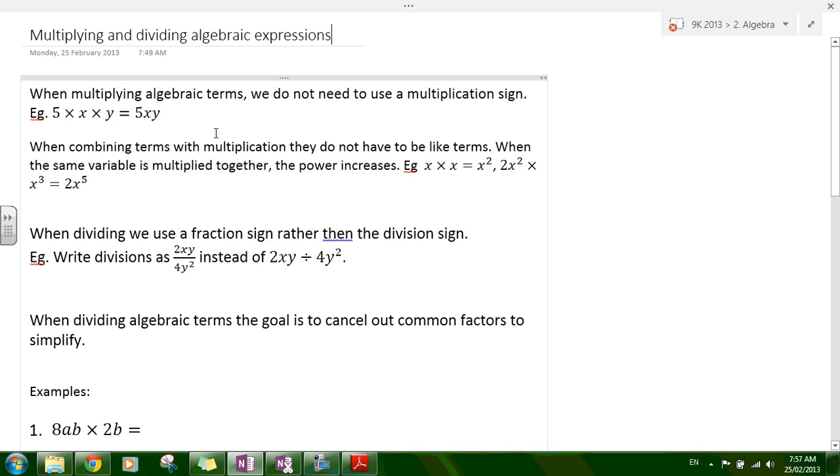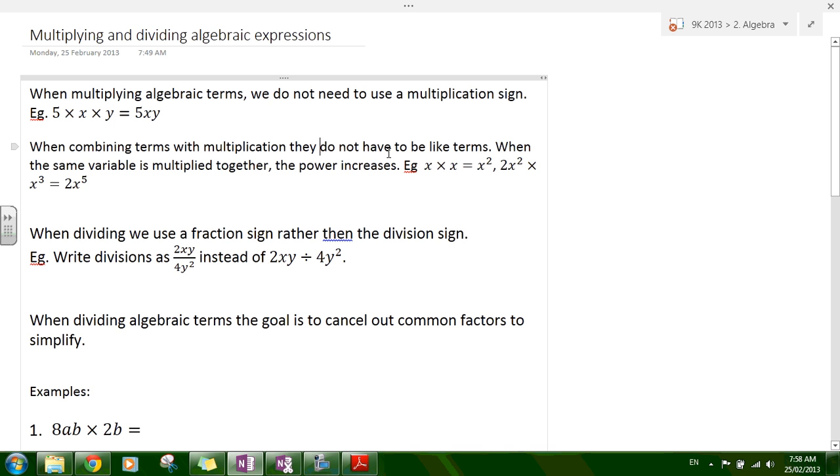They multiply together. Now, when combining terms with multiplication, they don't have to be like terms. Remember, we talked last lesson about how you have to use like terms if you want to add and subtract in algebra, but we don't have to do that. So you can multiply an x and a y together, you can multiply a and b, and all you have to write is a times b multiplied together is ab. And that's the way that we do that.